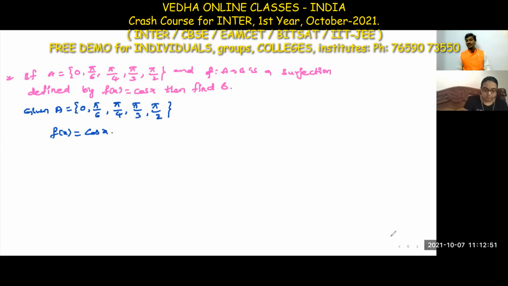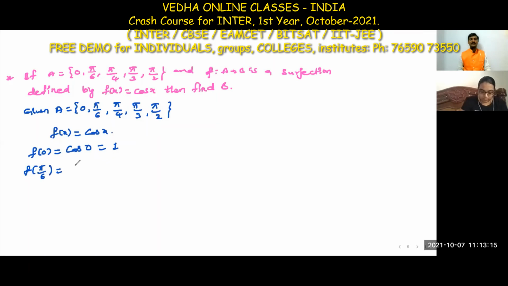For the previous problem also, we can draw the Venn diagram. Here also, if you want, we can draw the Venn diagram. So I am finding the values, the images, here. f(0), substitute 0 in place of x, 0 degrees. What is cos 0? cos 0 value is 1. Very good.